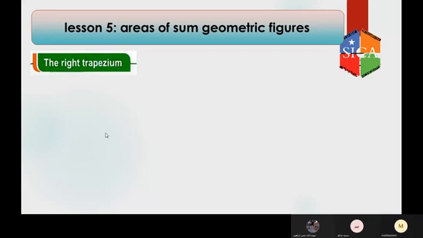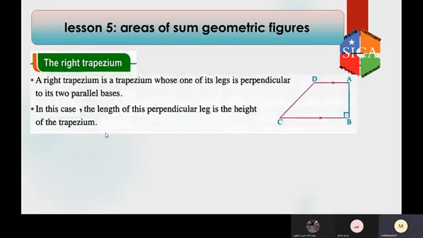The right trapezium. In this figure, the trapezium, one of its legs is perpendicular to the two bases. One of its legs, which is AB, is perpendicular to BC and AD. A right trapezium is a trapezium whose one of its legs is perpendicular to the two parallel bases.